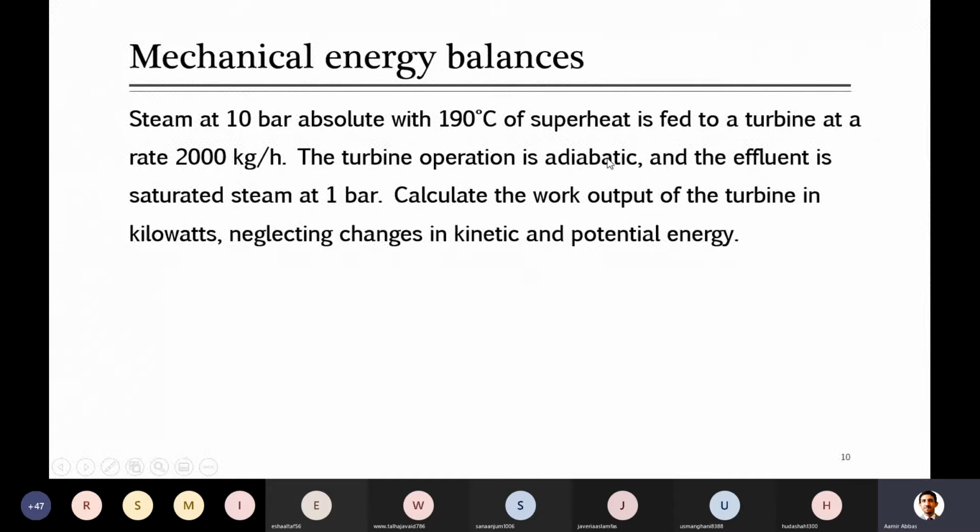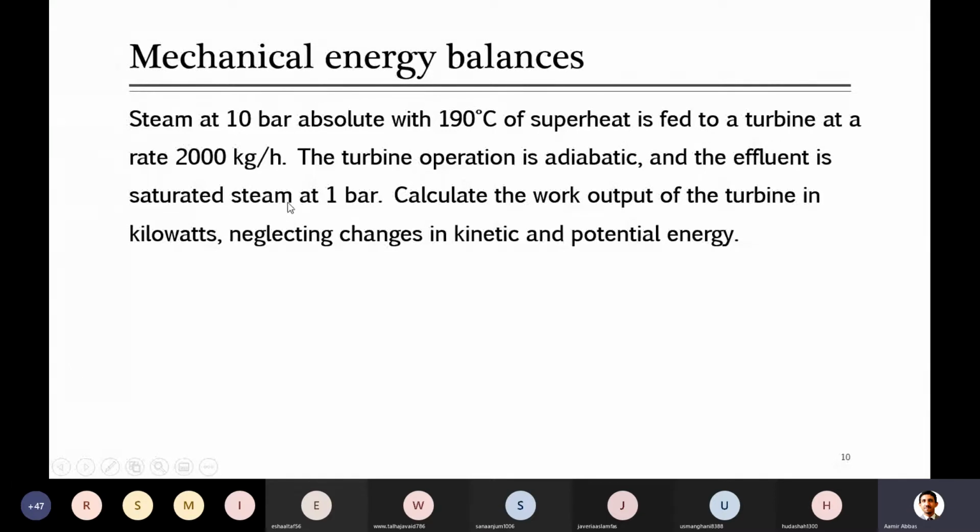The turbine operation is adiabatic. What does this mean? Adiabatic. Anyone? Quickly tell me. Q is zero. Yes, good. Q is zero, and the effluent is saturated steam. Effluent means anything leaving this turbine, which is saturated steam. Definitely, the steam entering here will be at a higher condition.